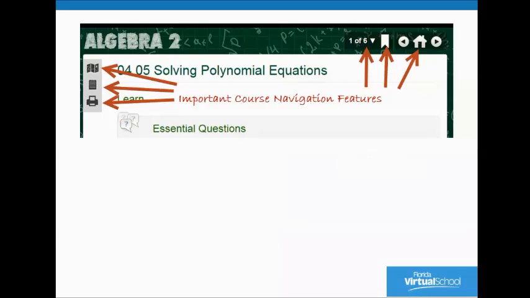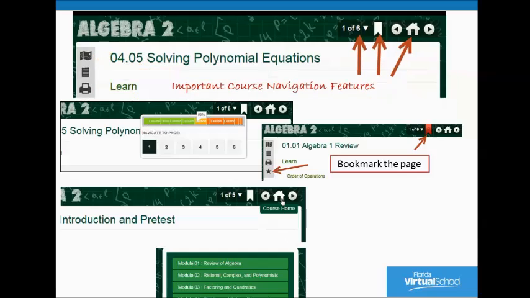As far as navigation in the course, there are two main tabs that they need to know about. The top tab up here, you have your page numbers, your bookmark, your home button, and then your forward and backwards on your pages. And then there's a little tab on the left-hand side where the students can get to the different modules and lessons. They can get to their notes, and they can also print certain pages.